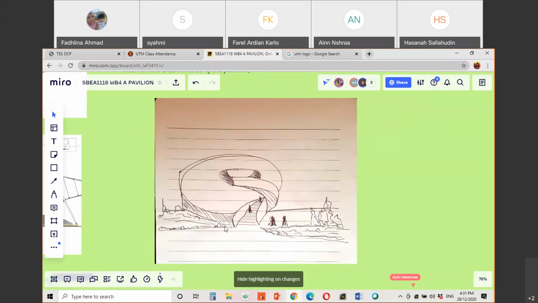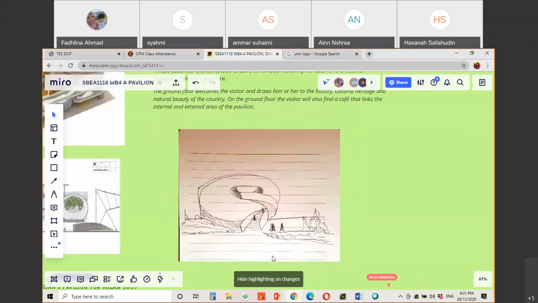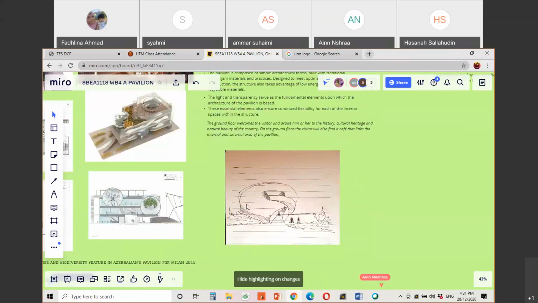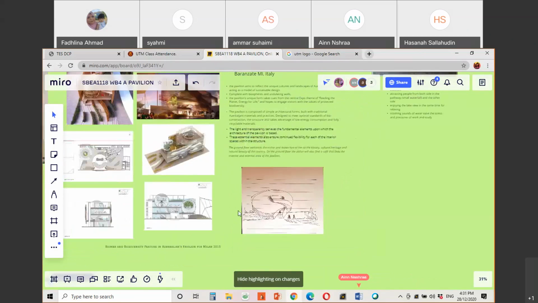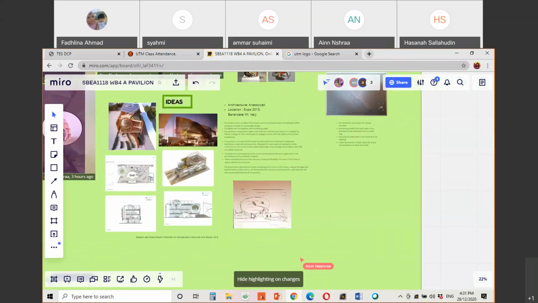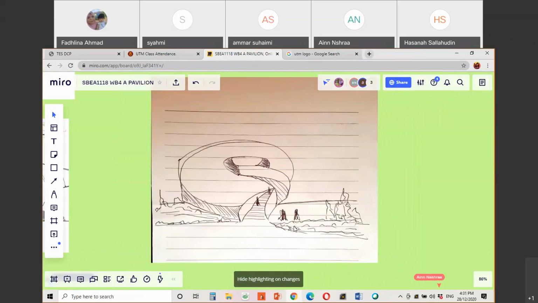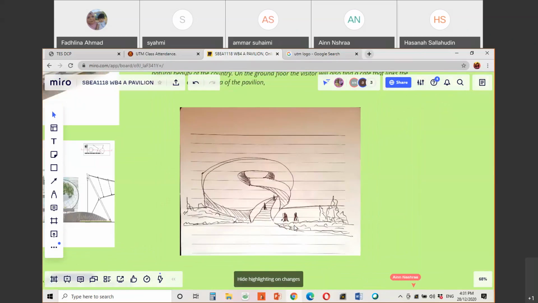Okay, I think this is quite an interesting form that you have provided here. But I want to see more on the relation. I know it is related to your chosen pavilion. Then I want to see how you want to display all the sculptures, and how the circulation of people goes along the way. Where's the exit, where's the entrance, and so on.